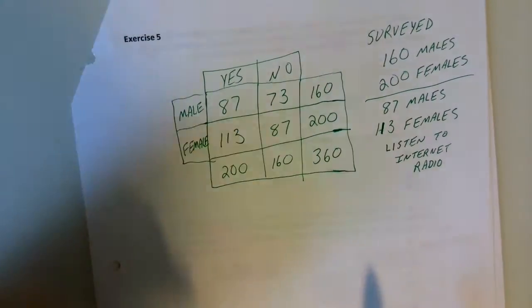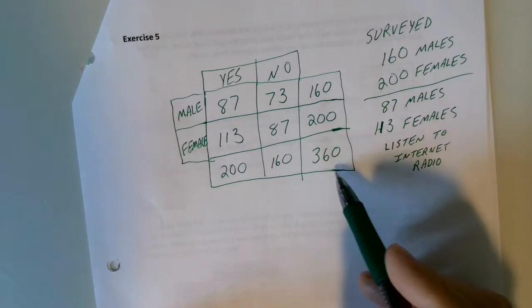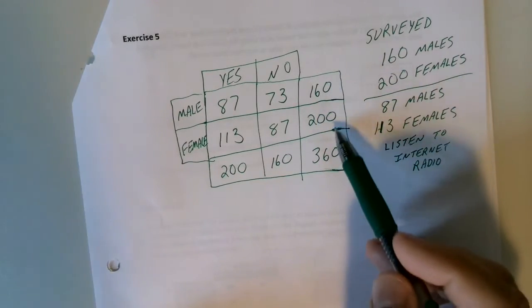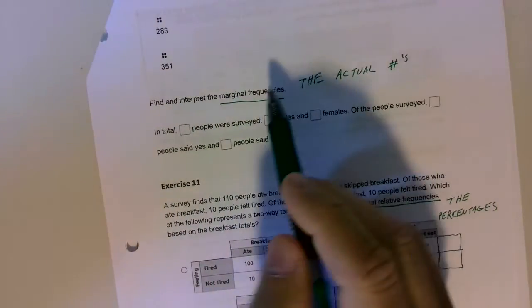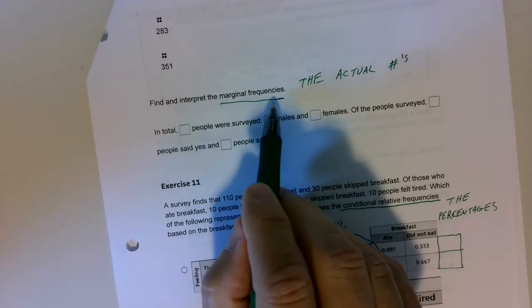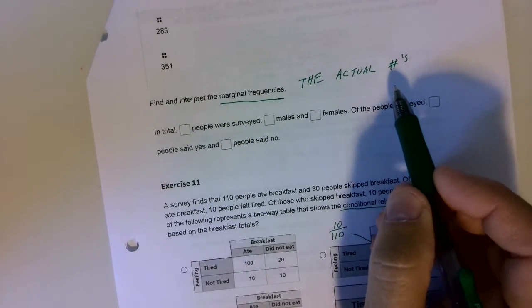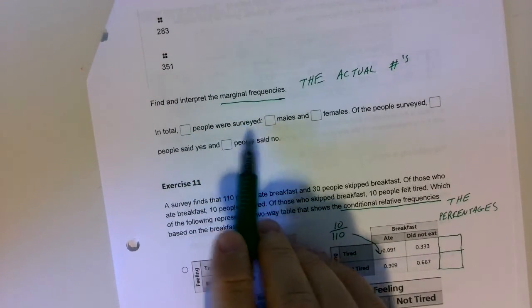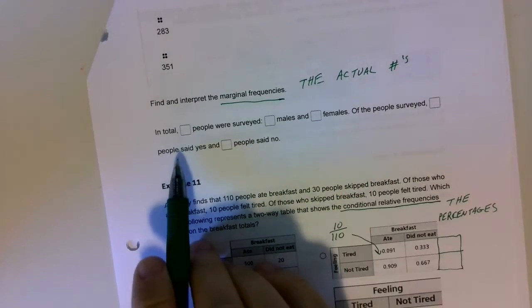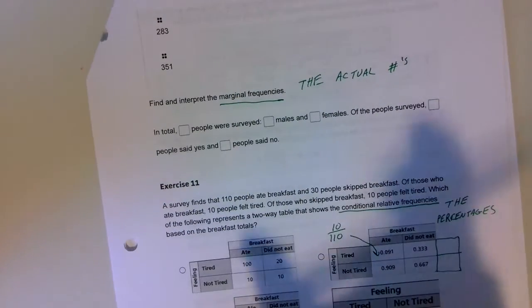So these are called marginal, or numbers that are in the margin. So relative marginal frequency, 160, 200. So how does that play a role? They're going to ask you 2 things here. One, what are the marginal frequencies? Well, those are the actual numbers that go in those boxes on the outside. So from that last chart, they're going to ask you in total how many people were surveyed, males, females, of the people surveyed, people said yes, people said no. Those are just the numbers that are going to come in those margins.